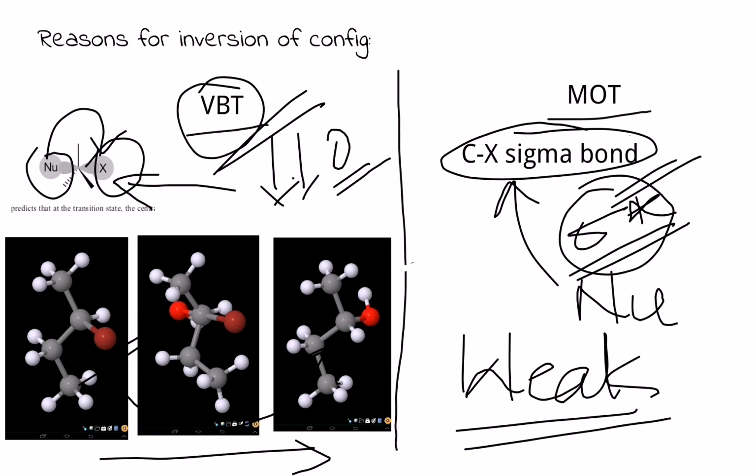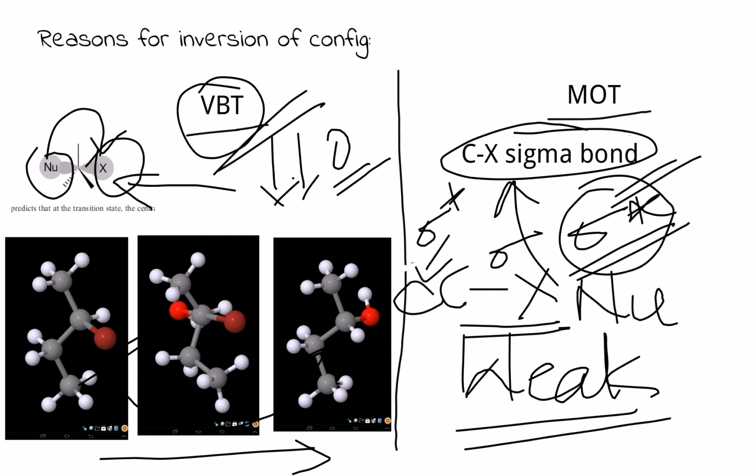And the sigma star molecular orbital of the carbon atom on which nucleophilic substitution happens is placed diametrically opposite to where the sigma density is maximum. The sigma molecular orbital density is maximum between the carbon and the halogen, and therefore the sigma star density will be maximum diametrically opposite to it. And so as to weaken this C-X bond, it is important for the nucleophile to come and attack from the opposite side.